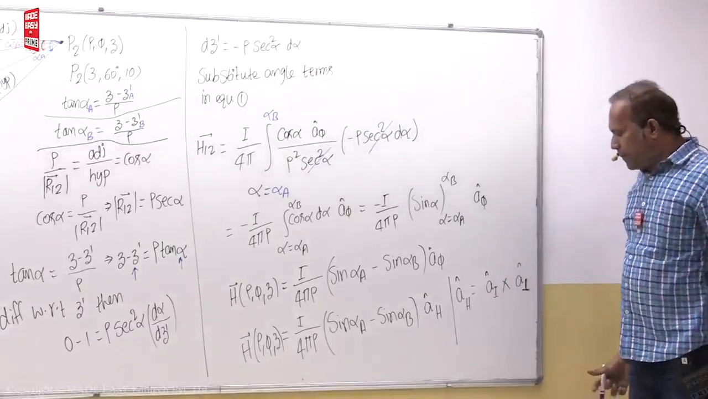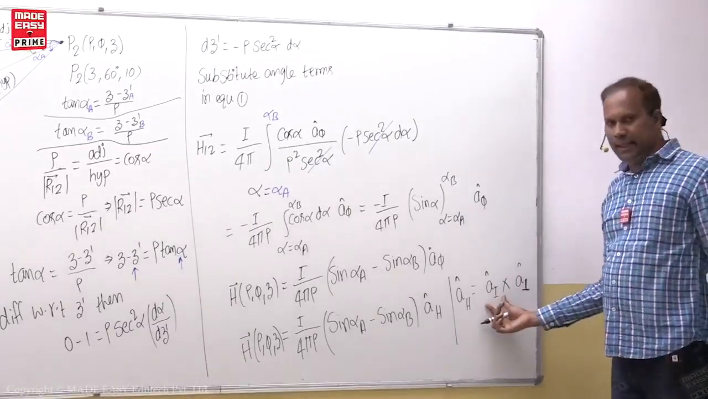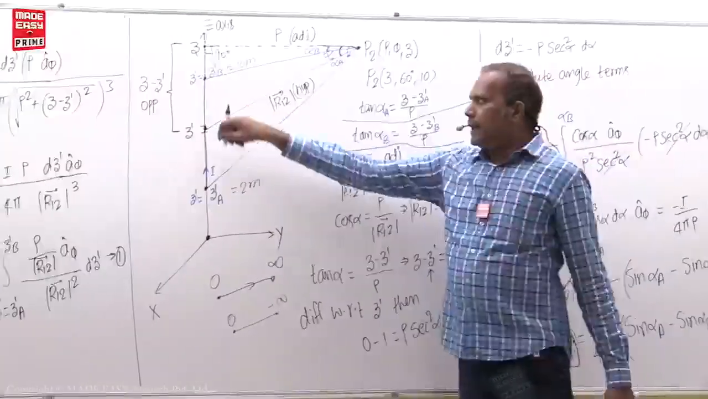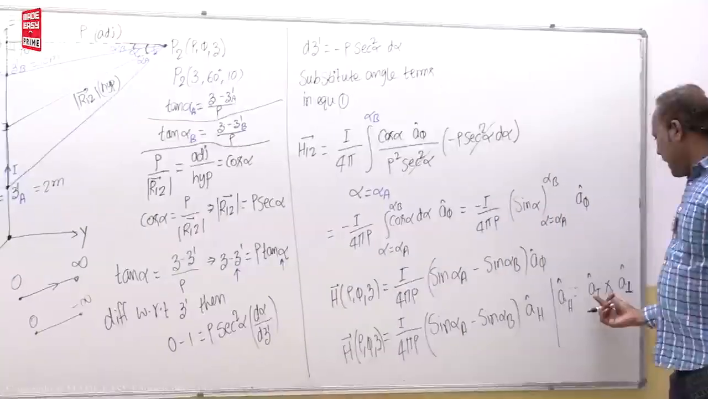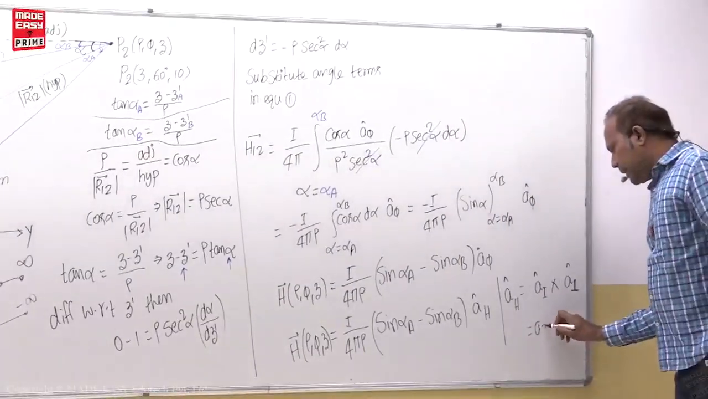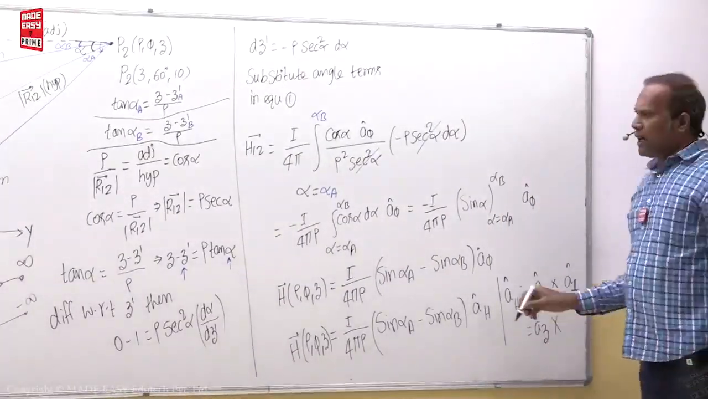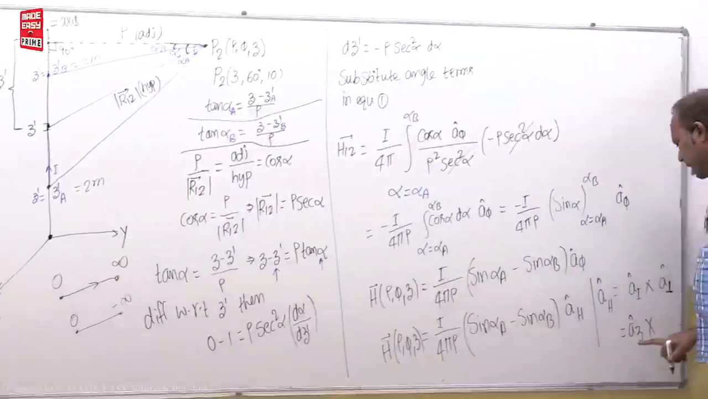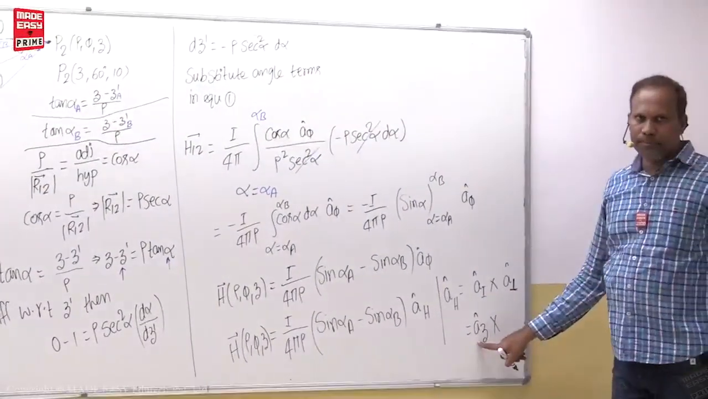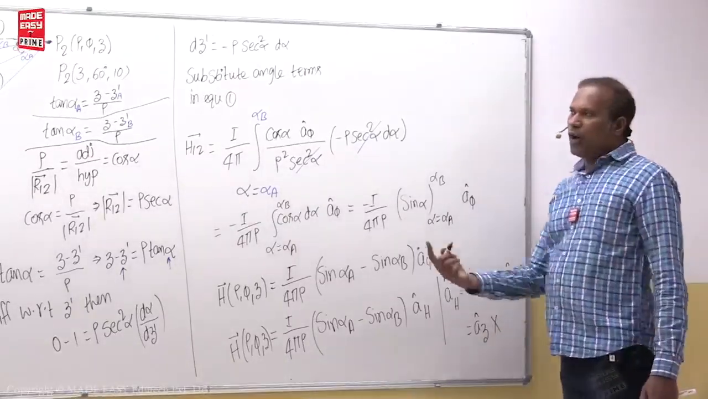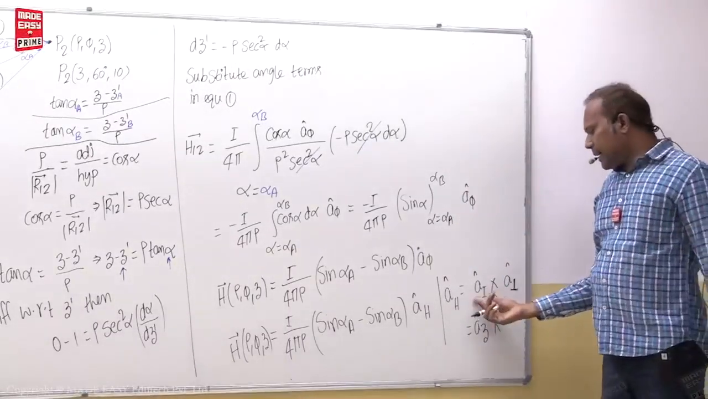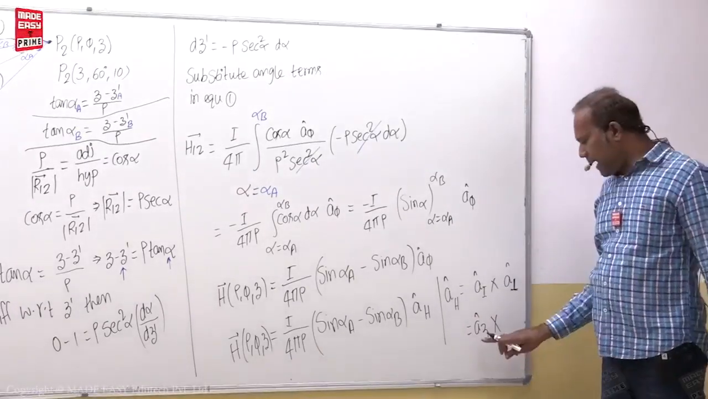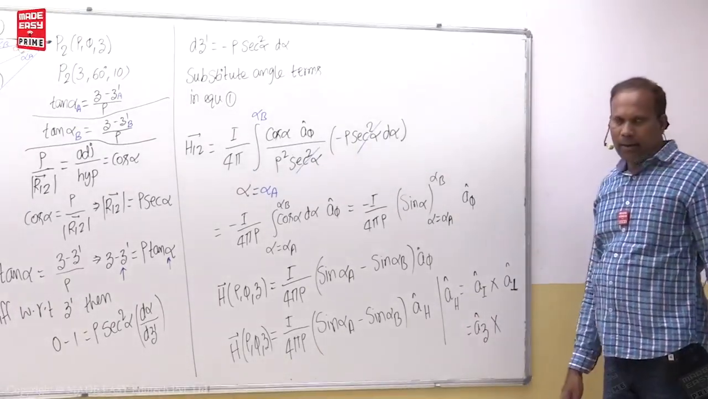Now what is AI cap? It is the unit vector in the current direction. For example, if the current goes upwards, then in place of AI cap, I will take AZ cap. If the current goes in the downward direction, then in place of AI cap, I will take minus AZ cap. So if the current goes upwards, I will take AZ cap. If the current goes downwards, I will take minus AZ cap here.